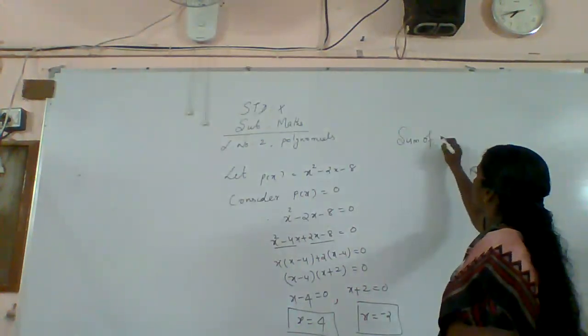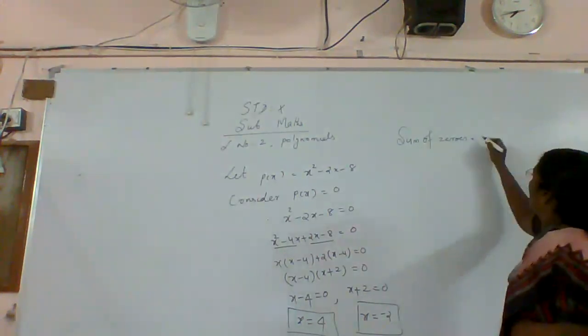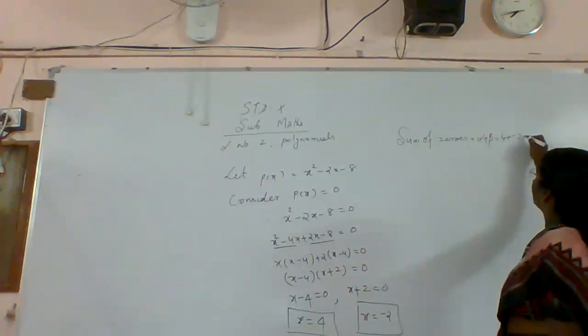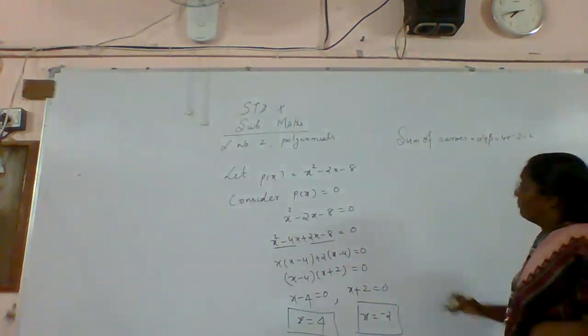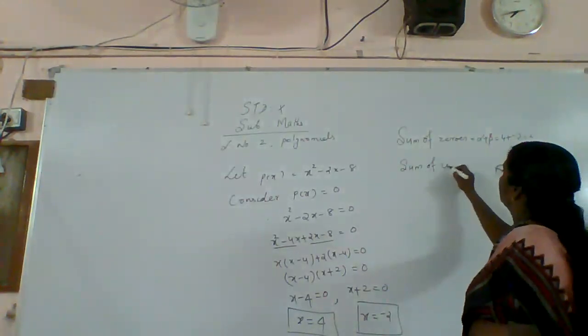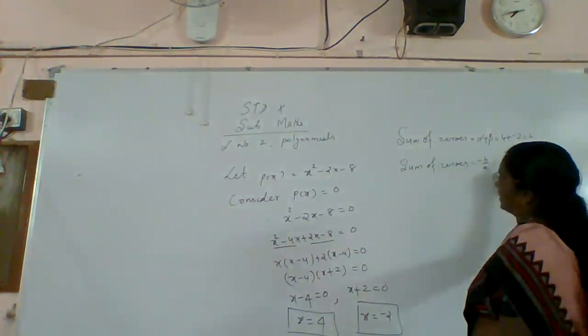So now we can find out the sum of the zeros. What is the sum of the zeros? Sum of the zeros is equal to alpha plus beta is equal to 4 plus minus 2, that is equal to 2. But the sum of the zeros you have studied with the coefficients, that also we verify. Sum of the zeros is minus b by a. That we can see here.